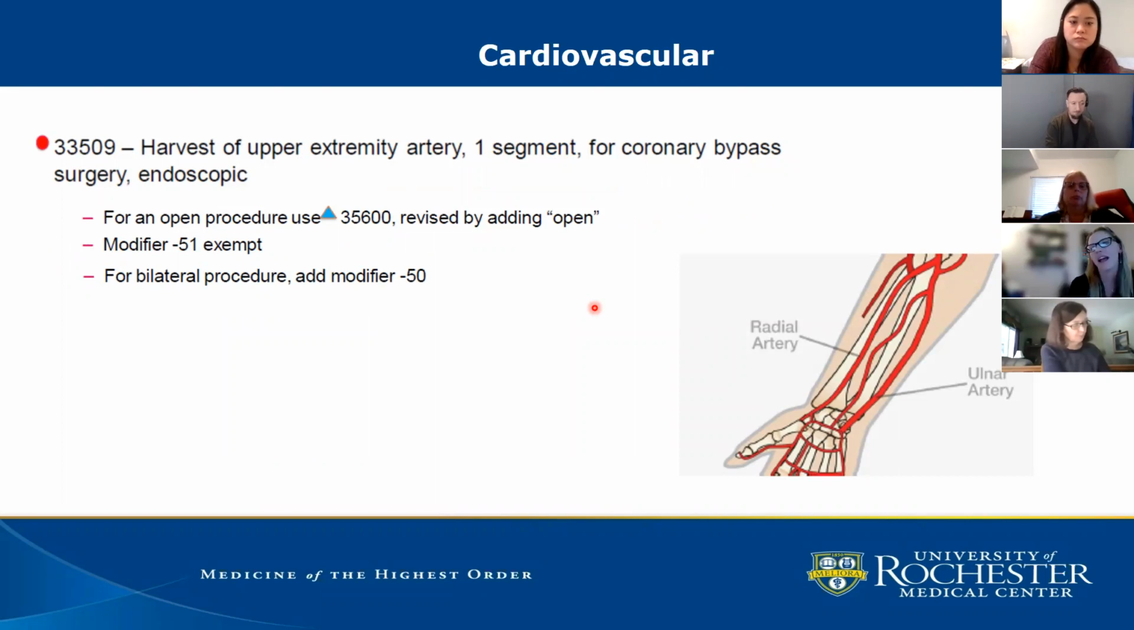So 33509, this is harvest of the upper extremity artery, one segment, for coronary bypass. This code actually used to be an add-on code, and now it's its own code. If it's an open procedure, you're being instructed to use the 35600, and that code had been revised by adding the term open. It is modifier 51 exempt, obviously, because it's not an add-on code anymore. And if it was a bilateral procedure, we would append the modifier 50 to it.